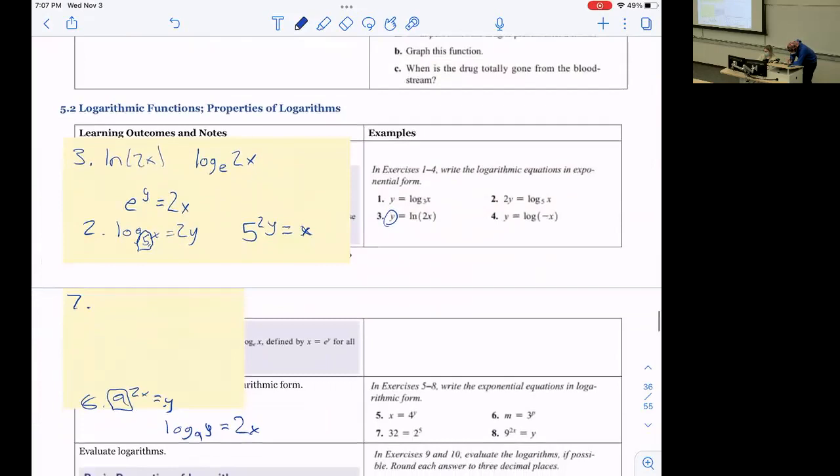Number 7. 32 is equal to 2 to the 5th. Rewrite that as a logarithm. So 2 is the base of our exponent. So we have log base 2 of 32, because that's our answer over here, equals 5. So our exponent is our answer, and our answer is what's inside the logarithm.